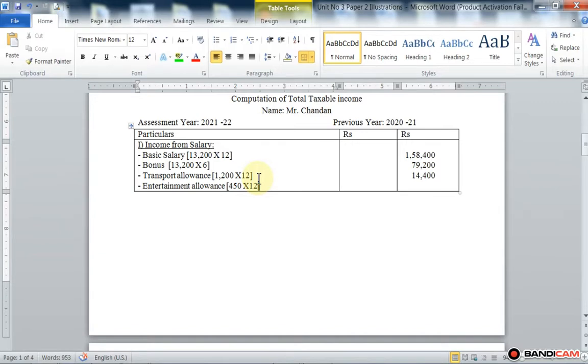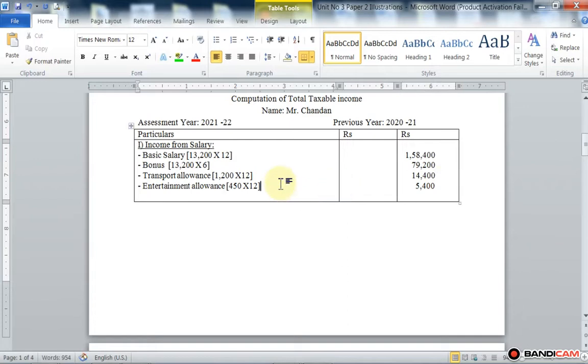Here we convert the monthly allowance into a year. So 450 multiplied by 12, that is 5,400. Okay, then next.